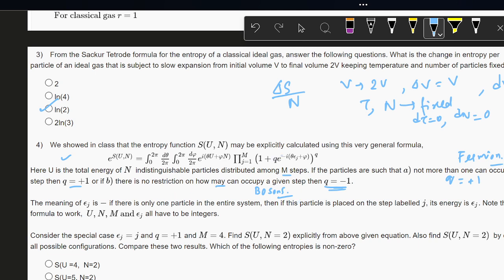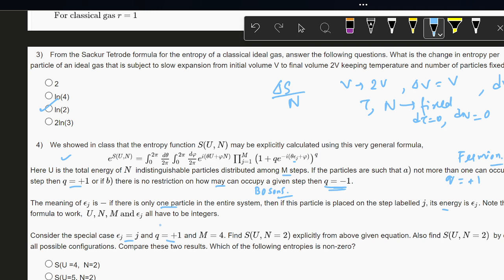And the epsilon j that has been used in these small parts in the expression is basically the energy for the jth level per particle. So if only one particle is in the jth energy level, then the energy of that particle will be epsilon j. And all this U, N, M and epsilon j have to be integers, and you have been given a special case where your epsilon j value is assigned to be only j.